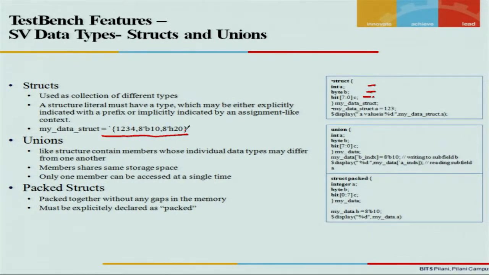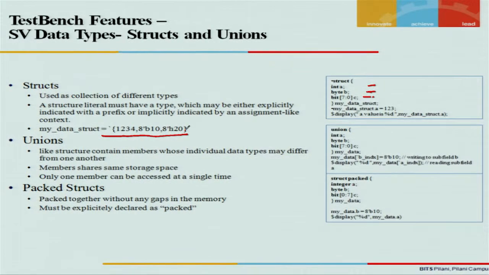Unions, let's come to union. Unions are basically structures which contain members whose individual data types may differ from one another. So consider a struct in which you have three variables, just like int a, byte b, and 8-bit c. Now unions are different from structs in that they only have a single storage space, and that storage space is governed by which simulator you are using.